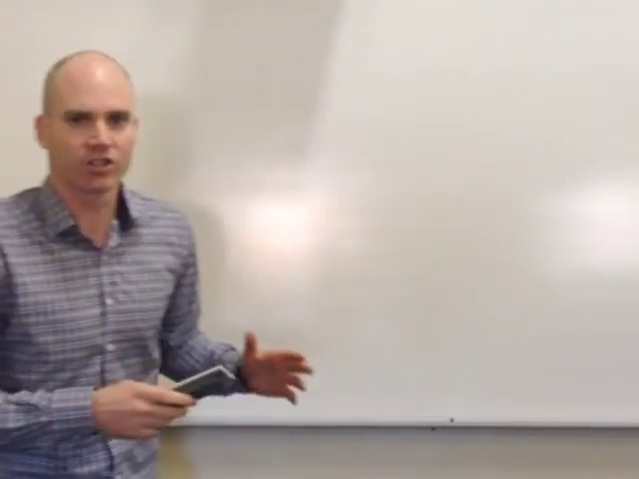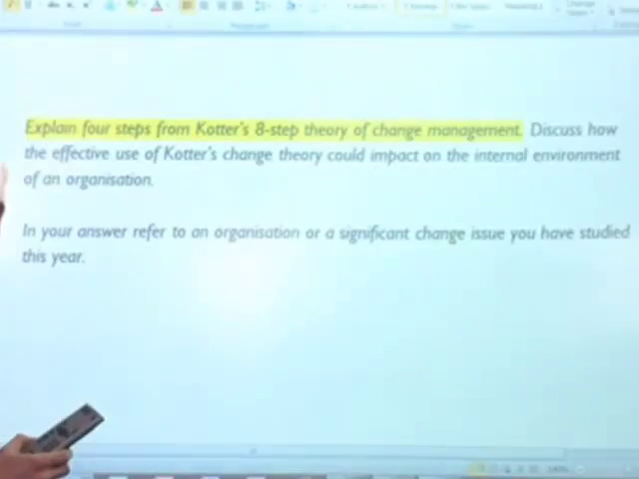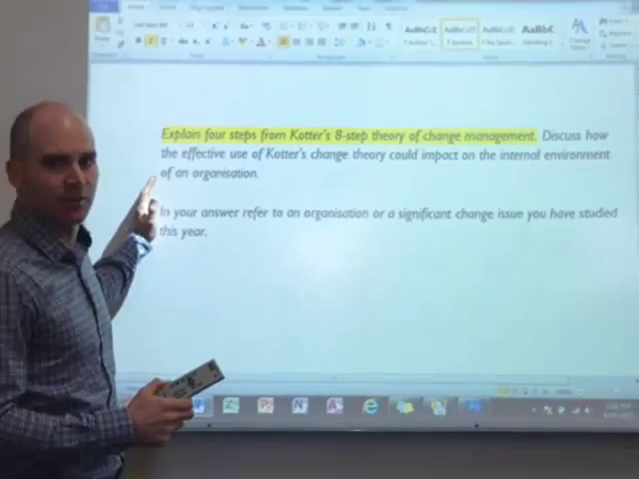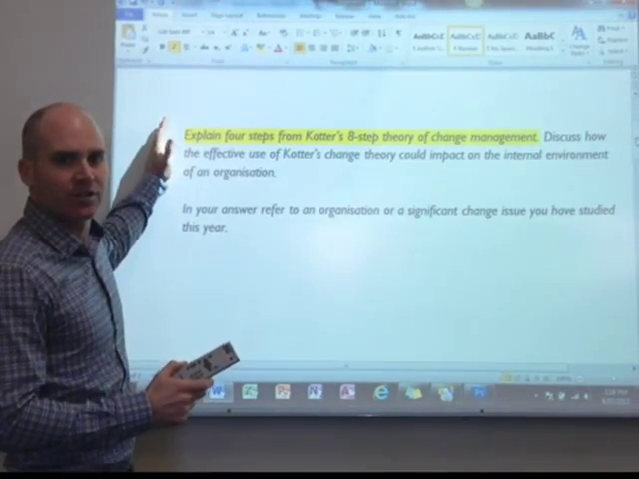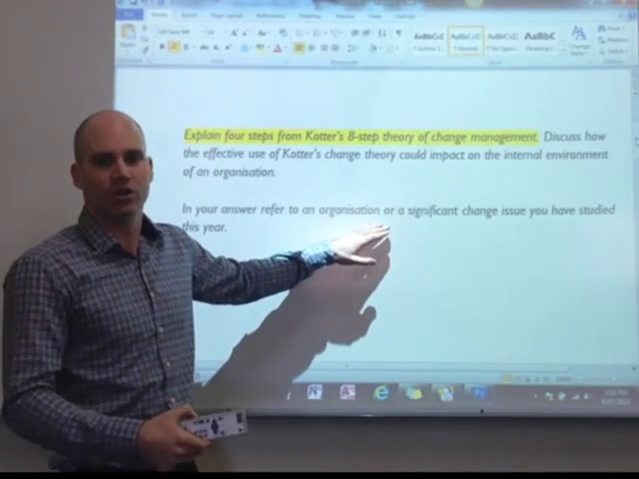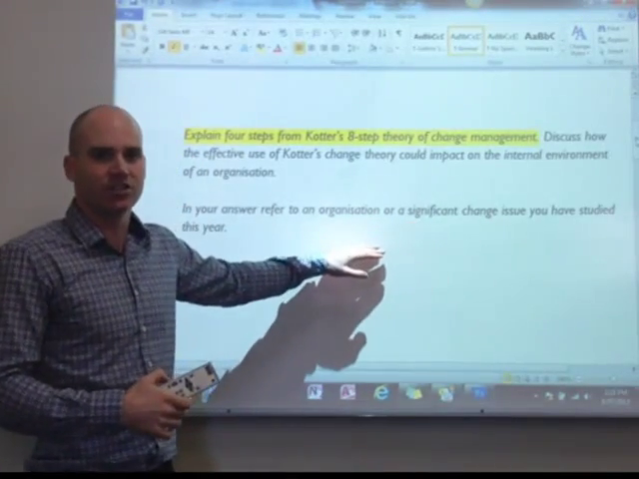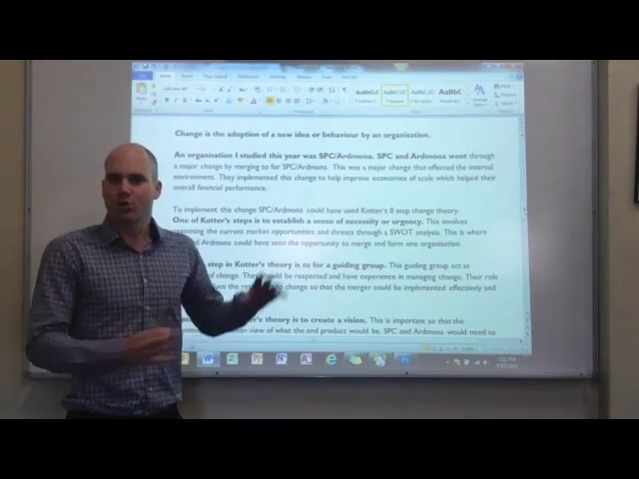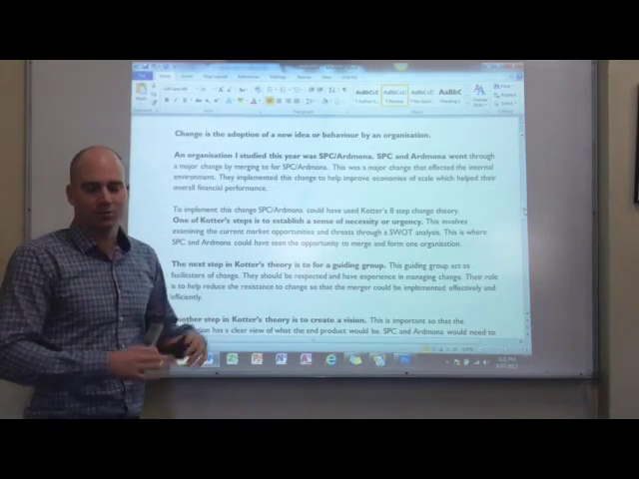So let's have a look at the question first, again. Explain 4 steps from Kotter's 8-step theory of change management. We're going to do that first, but what we have to do is we have to always refer it to an organisation or a change issue that we've studied this year. Now this is a big answer, so we're not going to go through the entire answer, that will take us too long.